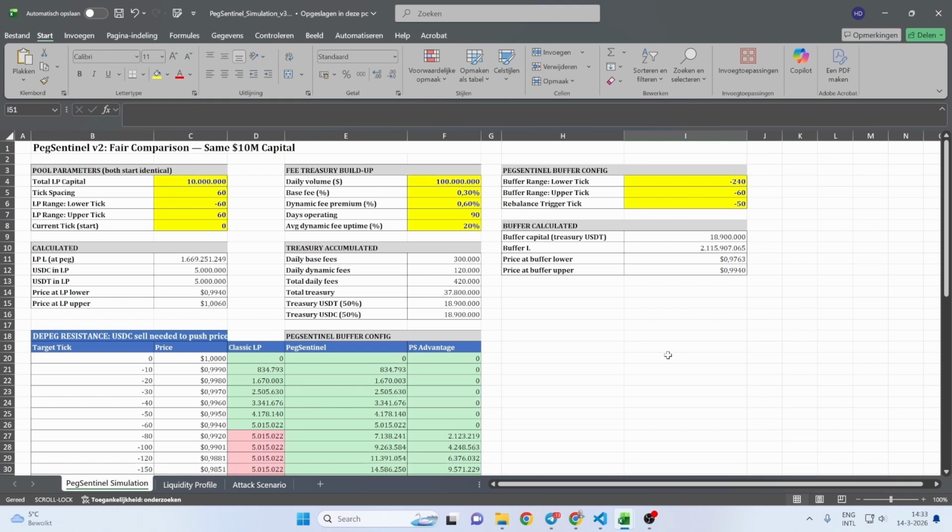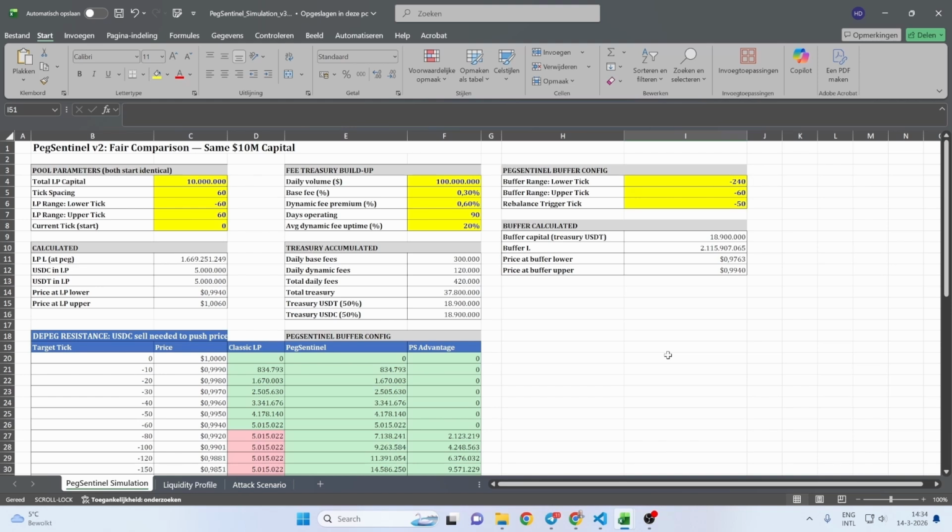The same fees are accumulated, but instead of sitting idle, they are deployed as additional liquidity when the peg is under stress. This makes the pool significantly more resistant to depegs, as there is much more liquidity available exactly when it is needed. At the same time, PegSentinel creates a flywheel.